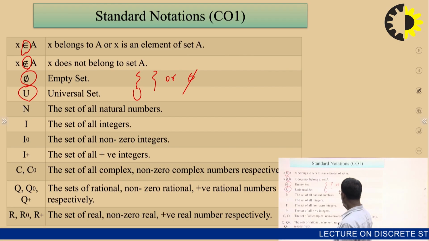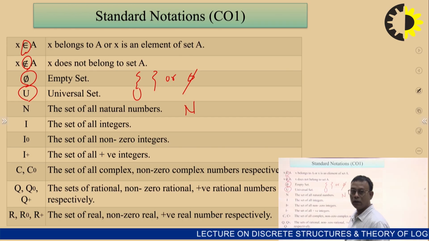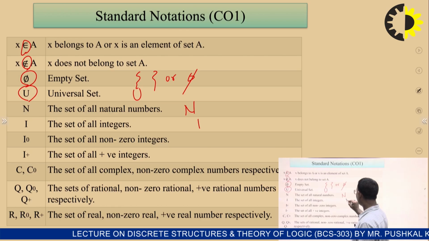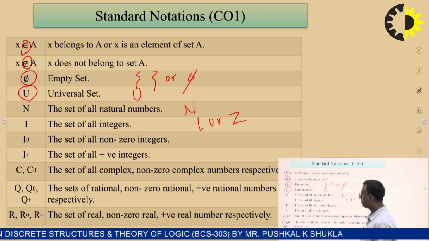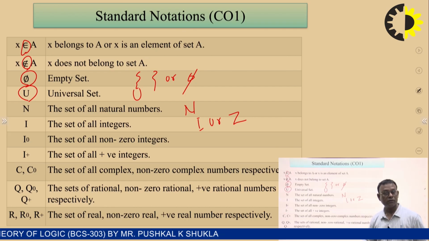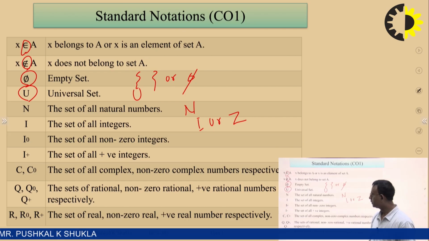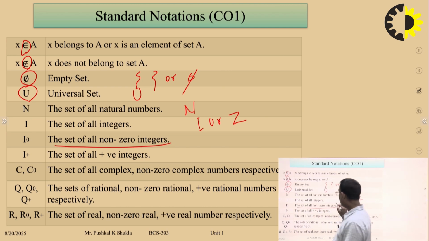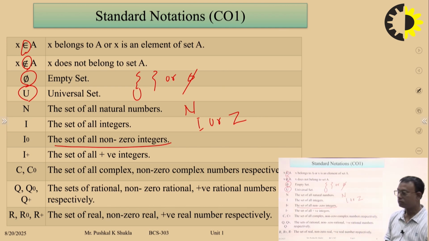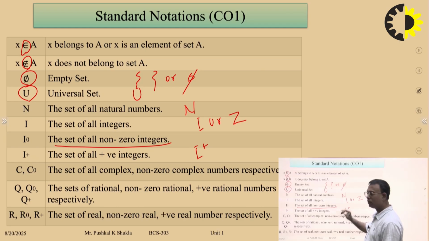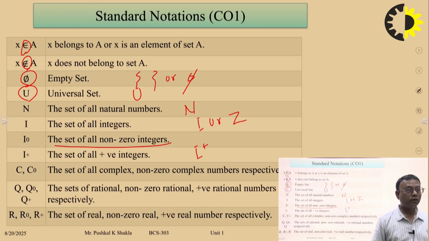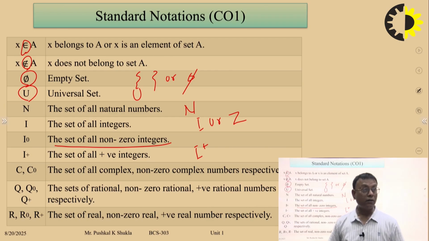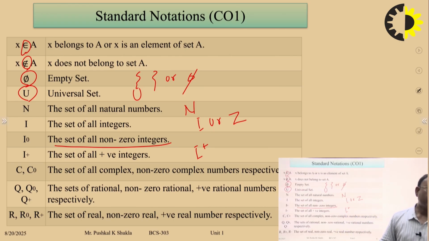The set of all natural numbers is represented by N, and the set of all integers is represented by I or Z, capital Z. In some books it is I, and in some books capital Z. I naught is the set of all non-zero integers, and I plus represents the set of all positive integers. C represents the set of all complex numbers, and C naught represents non-zero complex numbers. Similarly, Q is the set of rational numbers, Q naught is the non-zero rational numbers, and Q plus is the positive rational numbers.